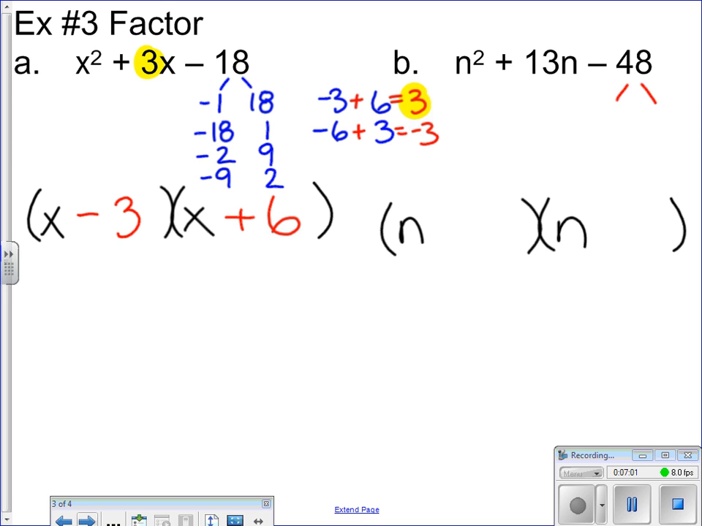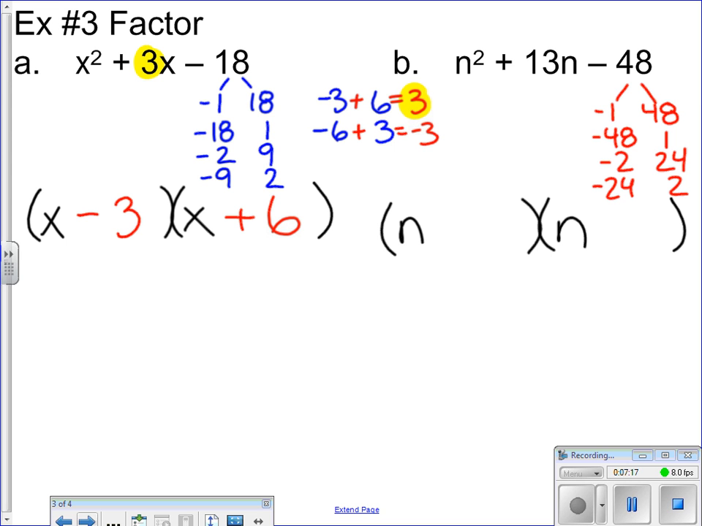Okay, so negative 1, negative 48. I don't think this is going to work. Negative 2 and 24, negative 24 and 2. None of those work. So I keep going.